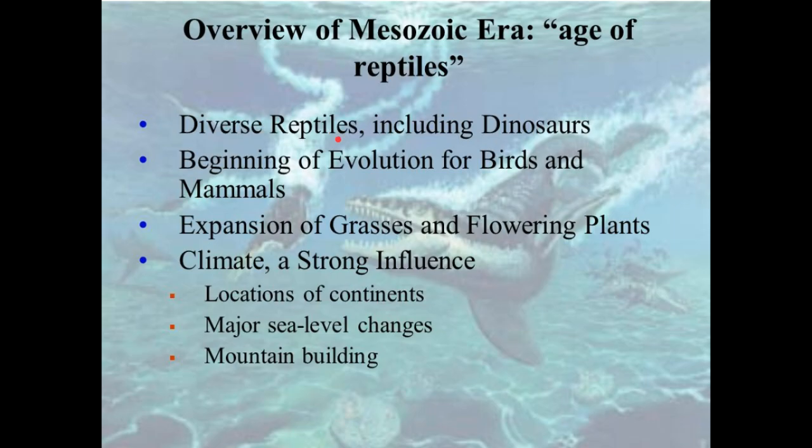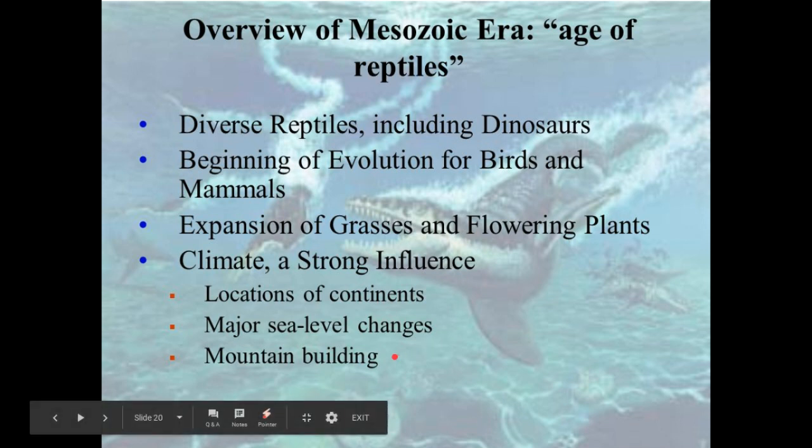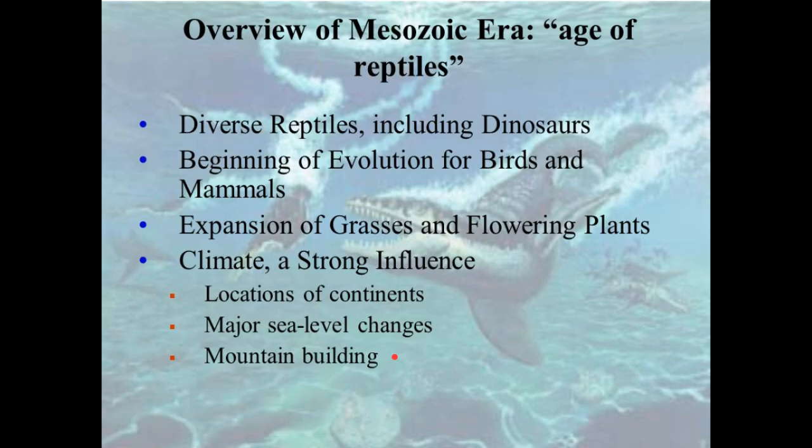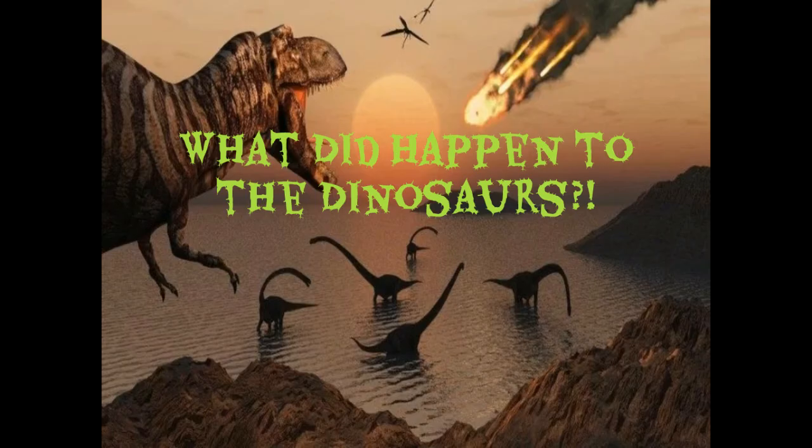We have diverse reptiles, including dinosaurs, the beginning of birds and mammals in the fossil record. We have grasses arriving in the fossil record. Flowering plants become dominant. And the climate had a strong influence on the Mesozoic era as the continents were shifting and causing the oceans to get deeper. And mountains were beginning to form due to plate tectonics, all altering climate significantly, and ultimately the organisms that thrive in those environments. So, really, what did happen to the dinosaurs?